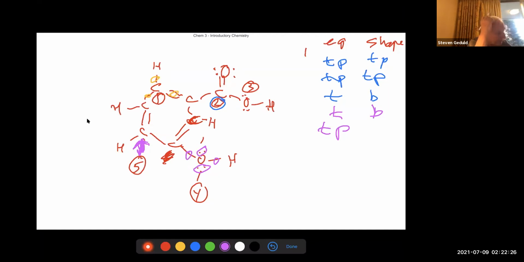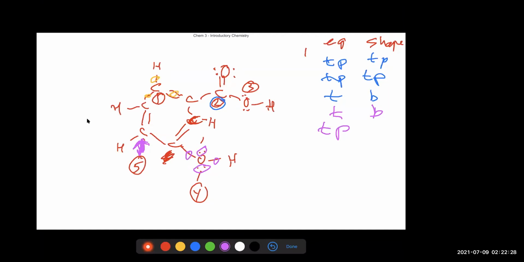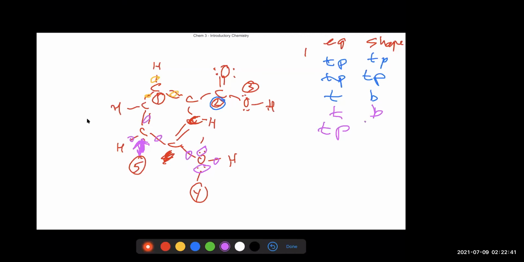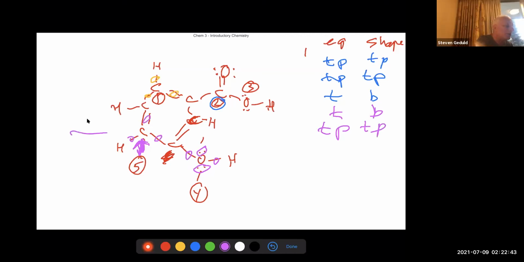And what's the shape? Bent. There's 3 groups, remember? There's a group here, and a group here. So trigonal planar. Remember, if there are no non-bonding electron pairs, then the electron geometry is the exact same thing as the molecular geometry, the shape. Does that make sense?